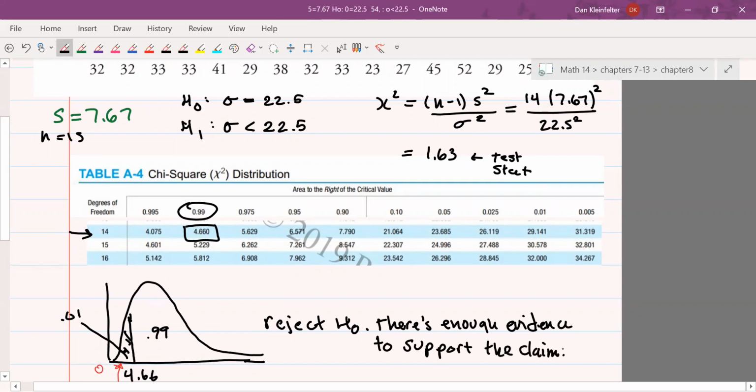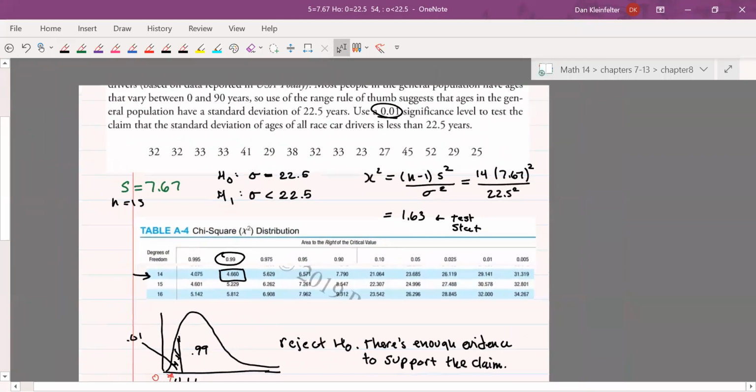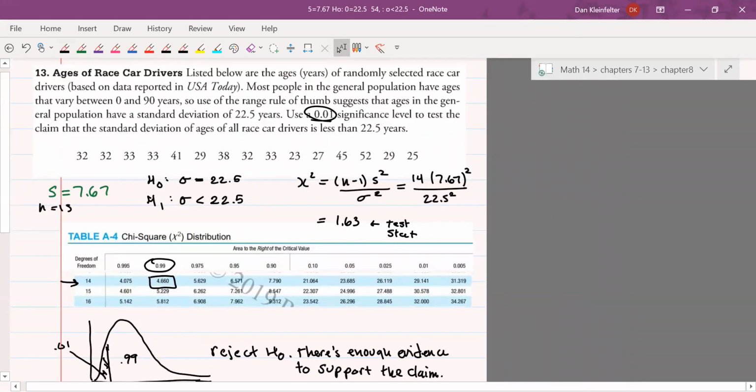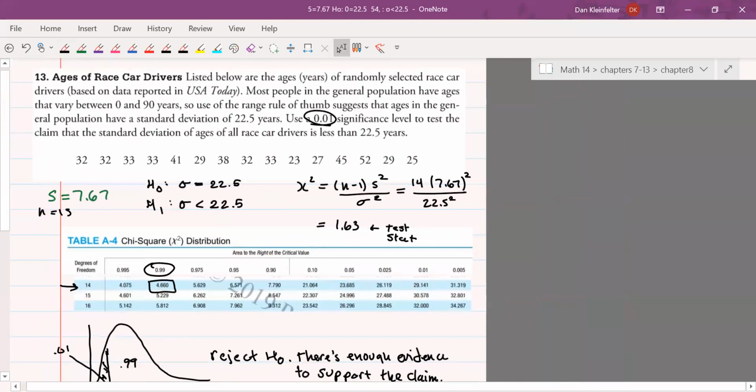All right, so one other thing I wanted to mention about this problem, this one came out of the book. One other thing I wanted to mention about it before we go on is they've said that, okay, most people in the population have ages between 0 and 90 years. So they did 90 minus 0 divided by 4 is 22.5. And so they're saying, okay, that's the variability among the population as a whole. And so we're comparing that against the variability of drivers.